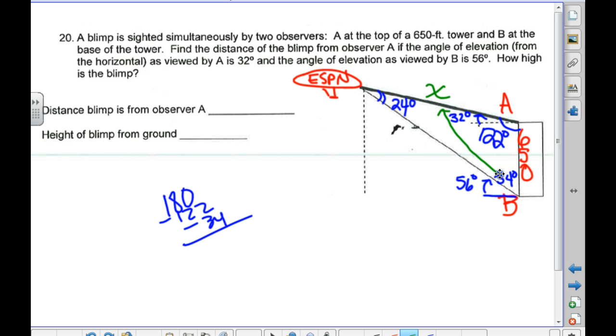Sine 24 over 650 equals sine 34 over x, right? Yes, that's right, x lower, not 26. Hey, you were right, Scott.